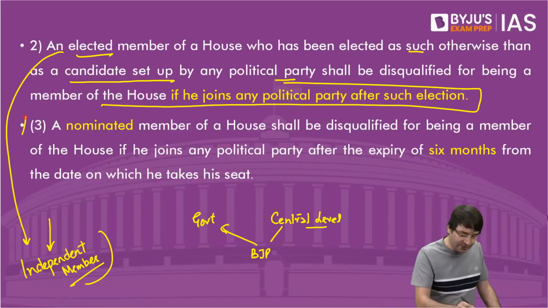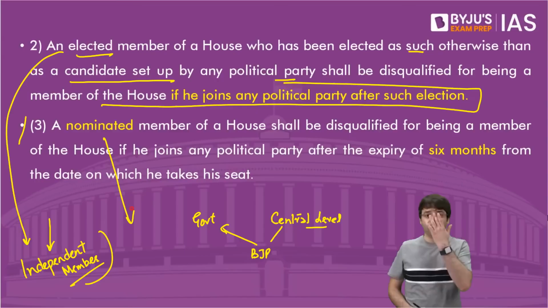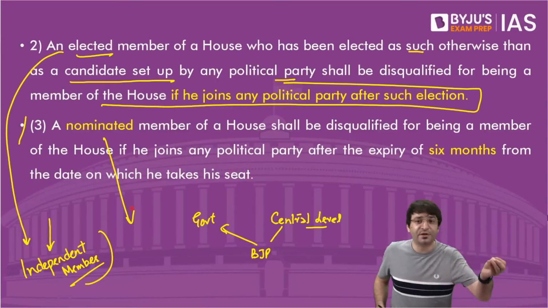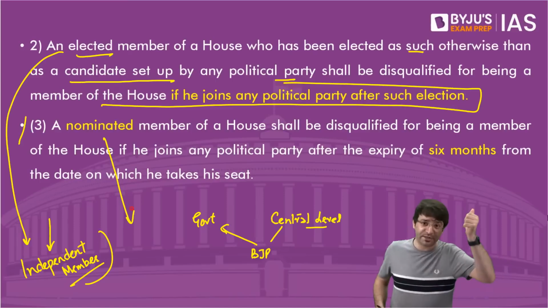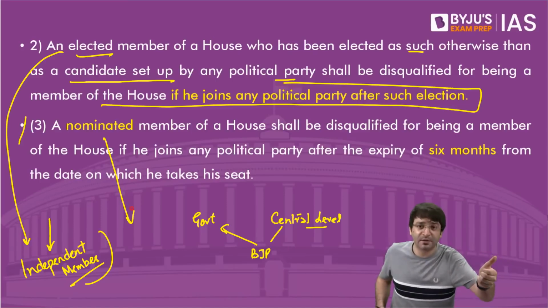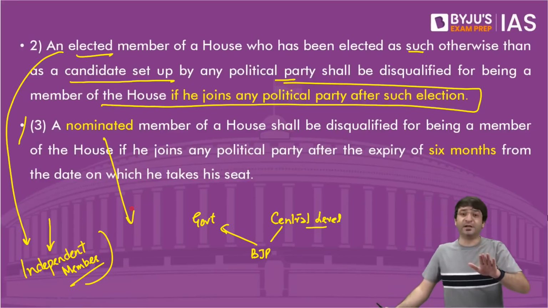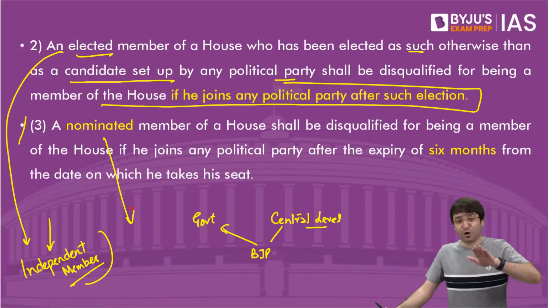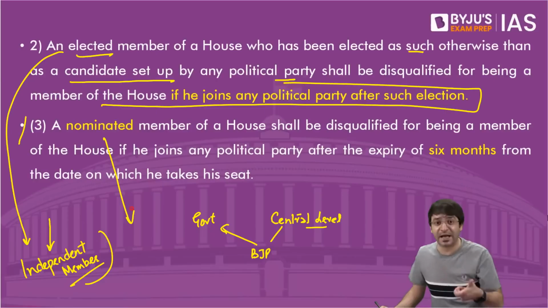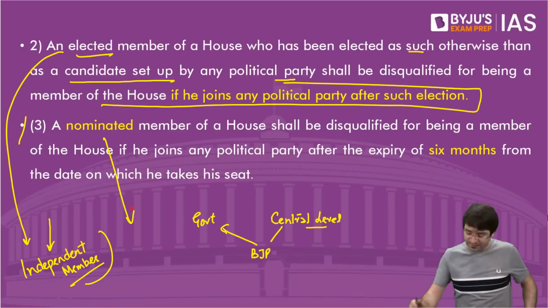And the third one is a nominated member. Who is a nominated member? A nominated member of the Rajya Sabha. Mr. Ranjan Gogoi, who was previously the Chief Justice of India, is now a nominated member of the Rajya Sabha. As a nominated member of the Rajya Sabha, once you are nominated, can you join any political party? Yes, but within 6 months.